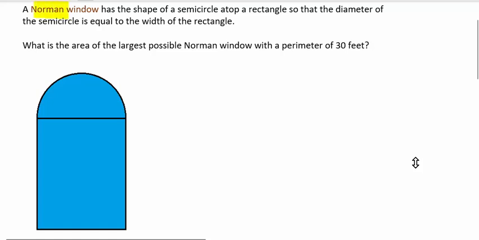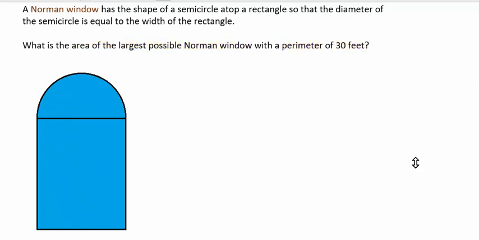In this problem, we have a Norman window, which is constructed by putting a semicircle on top of a rectangle, so that the diameter of the semicircle, which is this distance right here that I'm highlighting, equals the width of the rectangle. We're to find the area of the largest possible Norman window, meaning the area of the semicircle and the area of the rectangle together, and it's given that the perimeter of the Norman window is 30 feet.